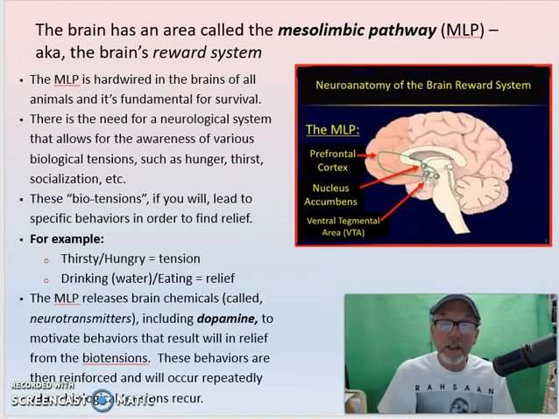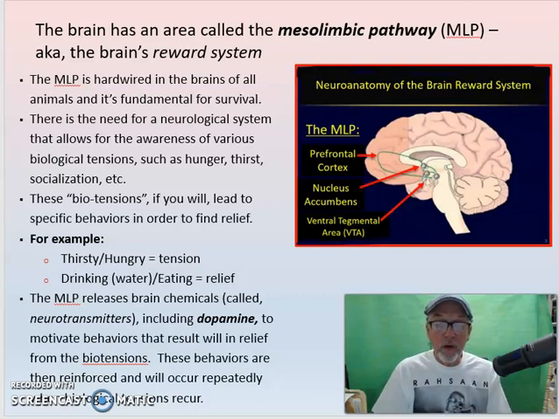It all starts in the brain in an area called the mesolimbic pathway, and some references call it the mesolimbic dopamine pathway. But regardless, it's the brain's reward system. The mesolimbic pathway, the MLP, is hardwired in all animals, and it's fundamental for survival. Apparently there's a need for a neurological system allowing for the awareness of various biological tensions such as hunger, thirst, socialization, mating, nurturing, etc. And these biotensions, if you will, lead to specific behaviors that seek and find relief from those stressors. For example, thirst and hunger are tensions, and having consumed water and having eaten are behaviors that find relief from the tensions of thirst and hunger.